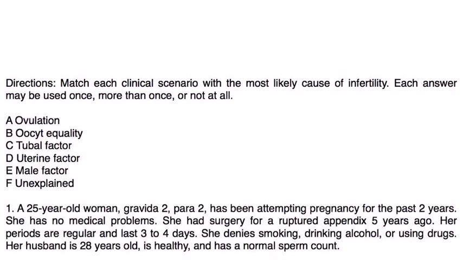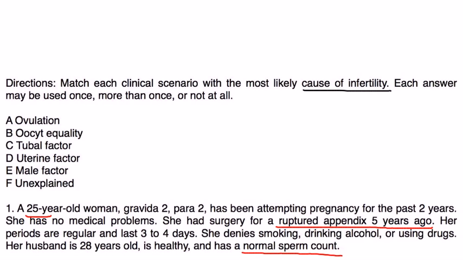So, for each of these clinical vignettes, choose which one of these causes of infertility are responsible. So let's start with the first one. 25-year-old woman, gravida 2, para 2, has been attempting pregnancy for the past 2 years. She has no medical problems. She had surgery for a ruptured appendix 5 years ago. Her periods are regular and last 3 to 4 days. She denies smoking, drinking alcohol, or using drugs. Husband is 28, is healthy, and has normal sperm count.